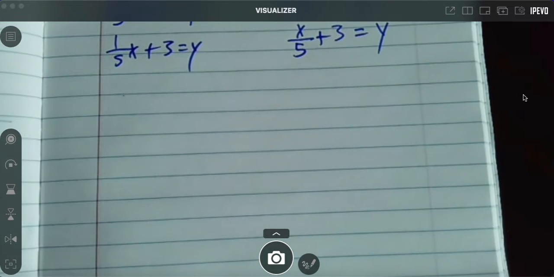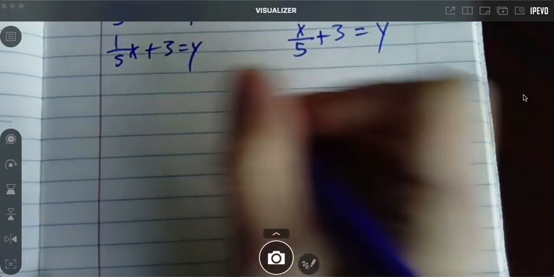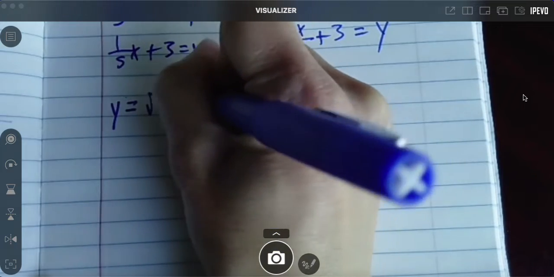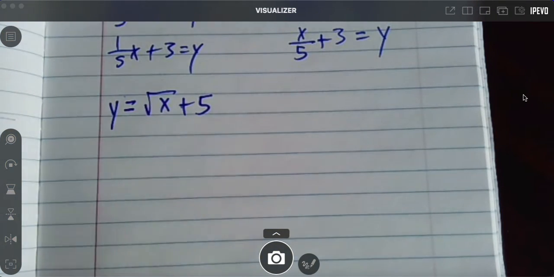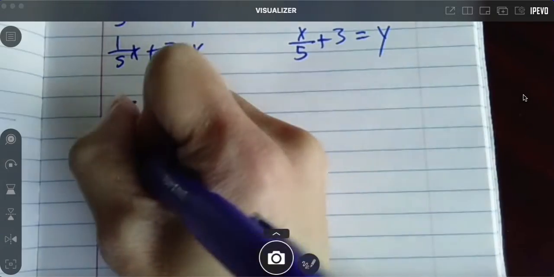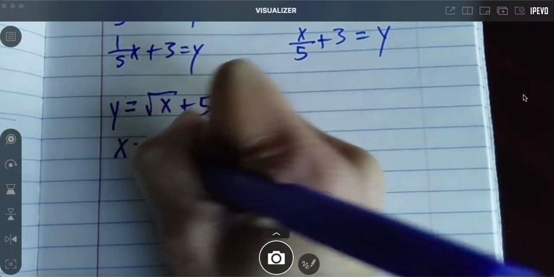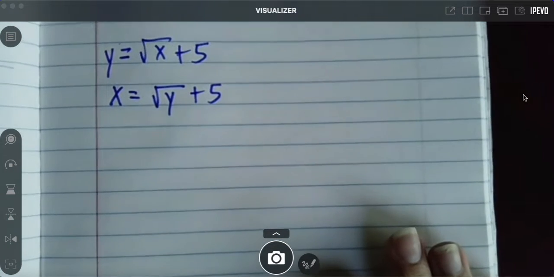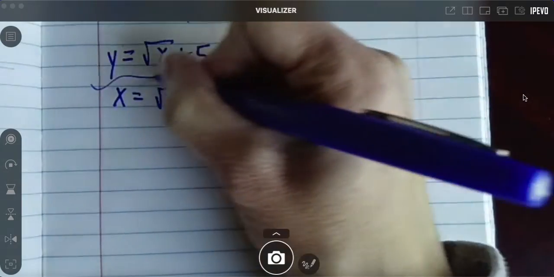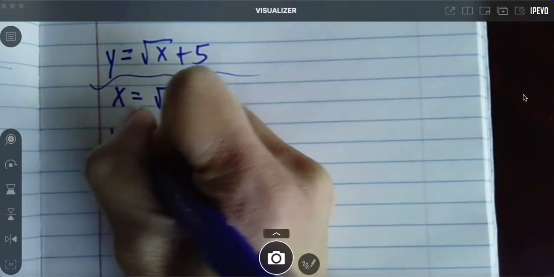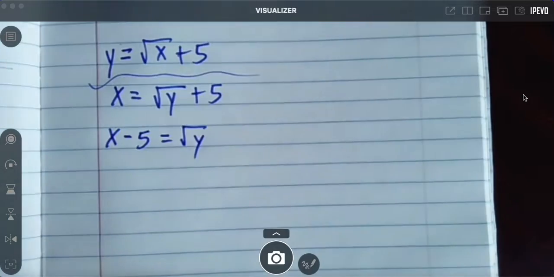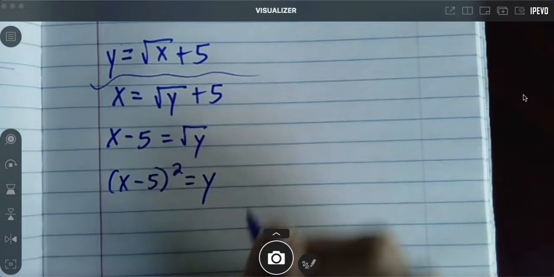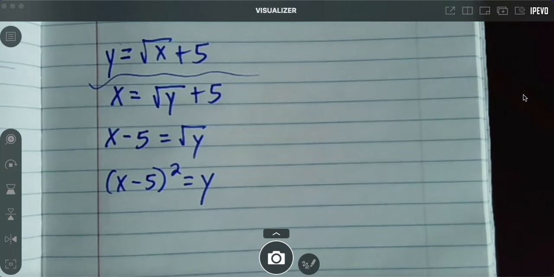Number 3. What function is the inverse of this? Y equals the square root of x plus 5. So for my inverse, what do I do first? Switch my x and y. So I'm going to say x equals square root of y plus 5. And like Jessie Kate said, there's no answer that says that because we have to change it to y equals. So I would subtract 5. And then what do I do? Square both sides. So I would square all of that. And it's y. Okay, and that is answer choice C.